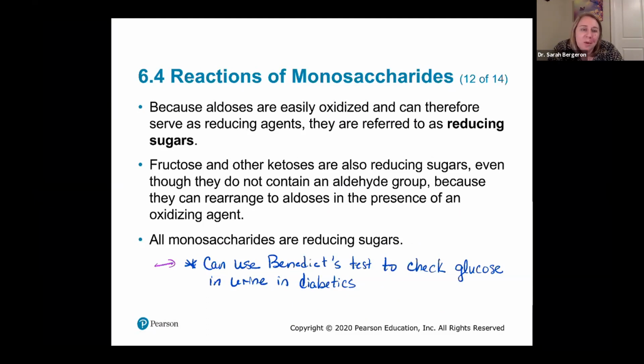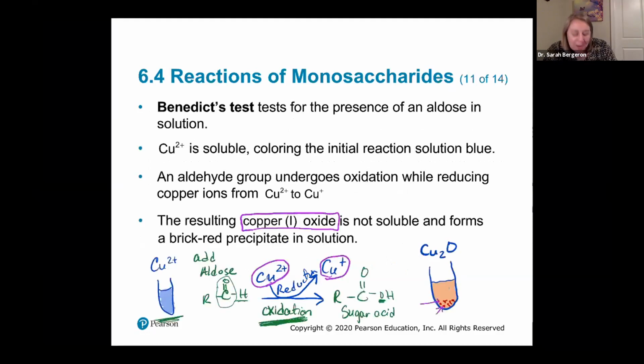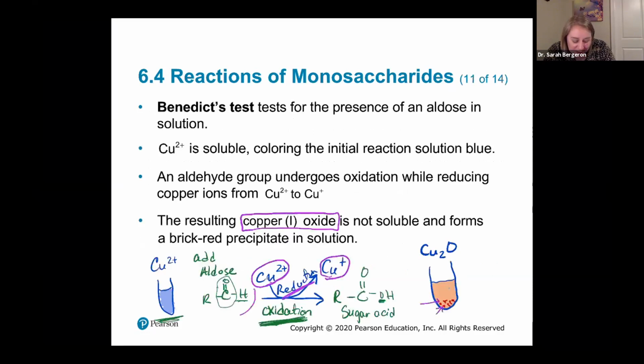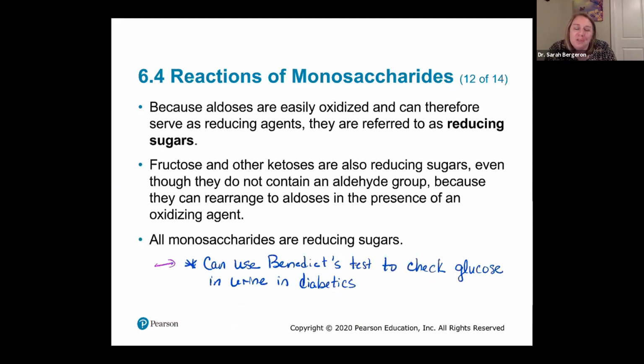Okay, so those aldoses that we talked about that became oxidized, which facilitated the reduction of the copper ion. So anything that is actually oxidized becomes a reducing agent, because it was the activity of this molecule that forced the reduction of our copper 2 to copper 1. So we call them reducing agents. And in this case, it's a sugar, so we call it a reducing sugar.